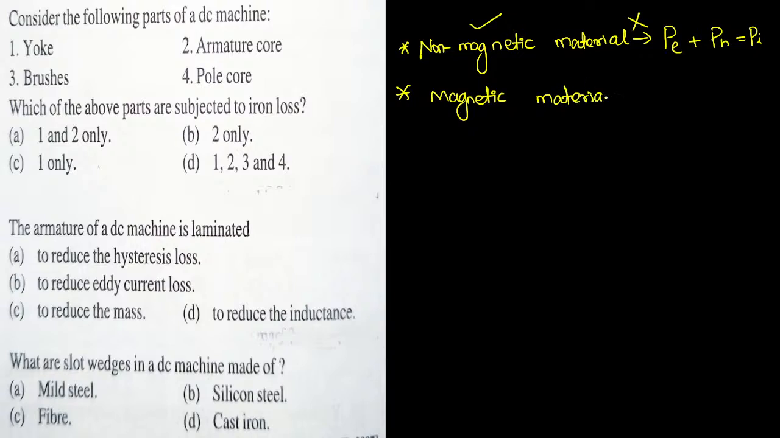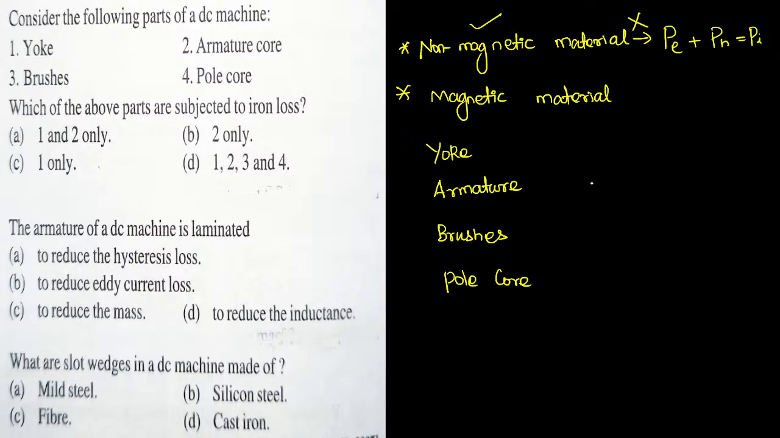Now they have given four options. They are talking about the yoke, yes, this is construction, right? They are also talking about the armature core, another one is the brushes, and another one is the pole core. Out of these four, which one is subjected to iron loss majorly?